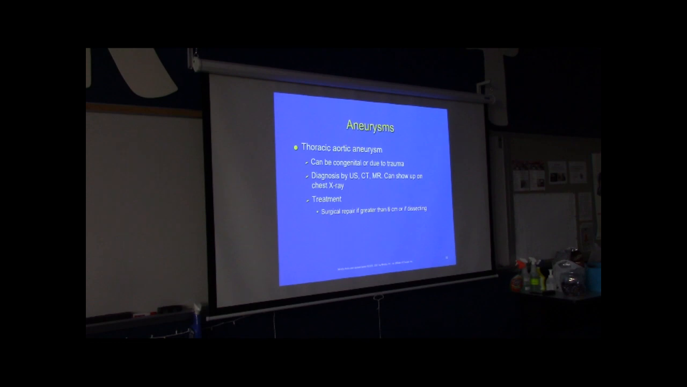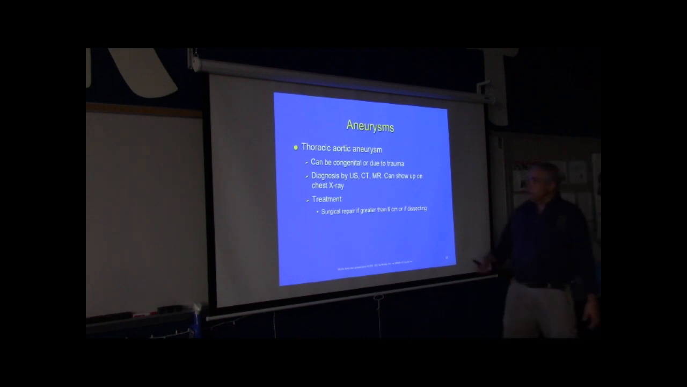Thoracic aortic aneurysm, not as popular, but can be very dangerous. Because remember, this is at the top of the aorta where the blood pressure is really high. This can be congenital, somebody was born with it, or they could have gotten some blunt trauma to the chest. That's entirely possible. Diagnosis typically by ultrasound, CT, MR.